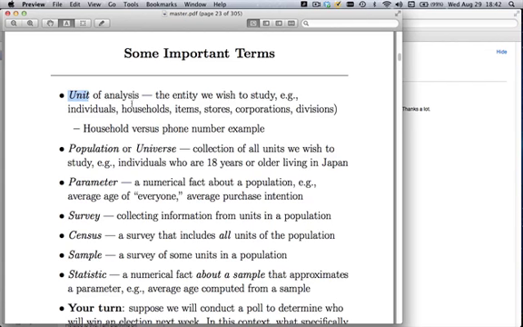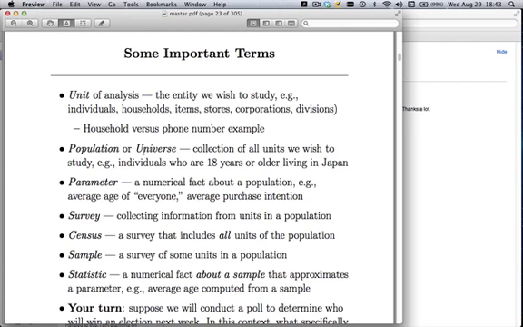Now, the collection of all units that we care about has two different names, and the two names are completely synonymous. The two names are population and universe. Marketing research people tend to use the word universe. People with more statistical backgrounds tend to use the word population, but they mean the same thing. The population is just everybody, all the units that are in your defined target.